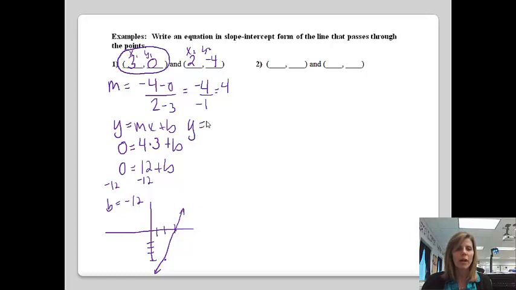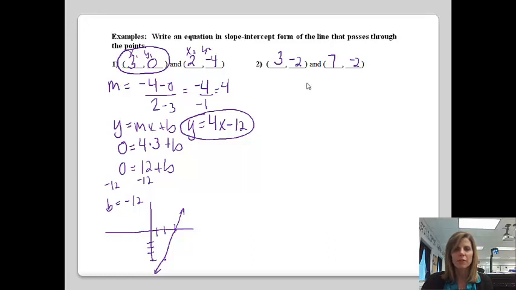So we'll have y equals, again, m was 4x, and then b was minus 12. So that would be the equation of my line. All right, let's try another one here. Let's say I have 3, negative 2, and 7, negative 2.